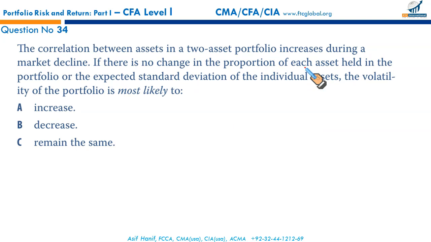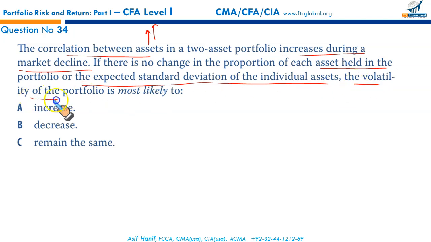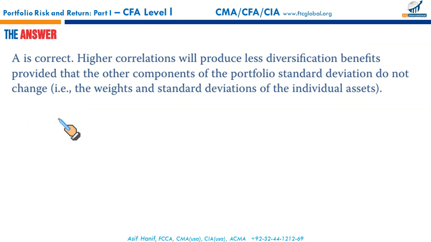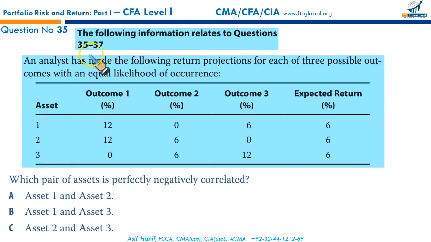Next, the correlation between assets in a two-asset portfolio increases during market decline. So an increase in correlation means these assets now move in the same direction, side by side. So if there is no change in the proportion of each asset held in the portfolio or the expected standard deviation of the individual assets, the volatility of the portfolio is most likely increased, because now they are tending to move together. Correlation has increased. So this would overall increase the volatility of the portfolio. So that makes A the correct option. A it is.